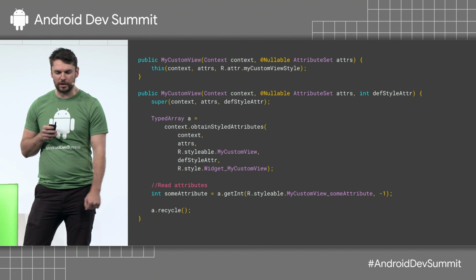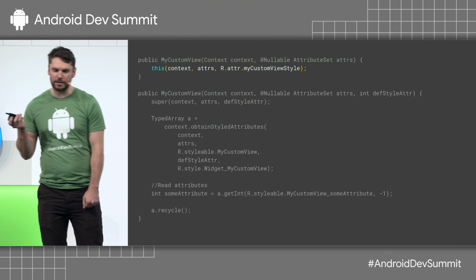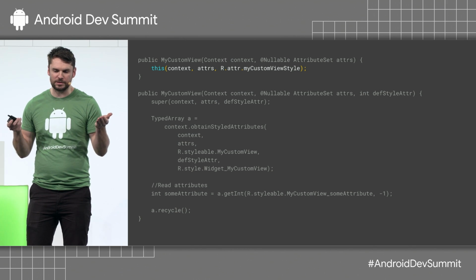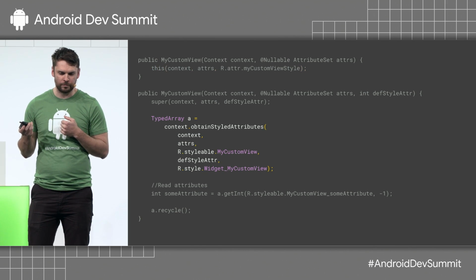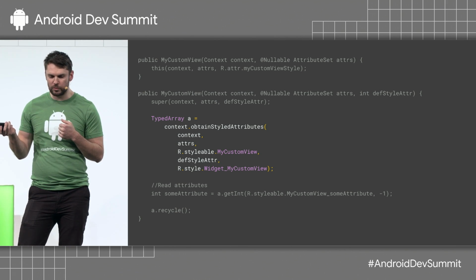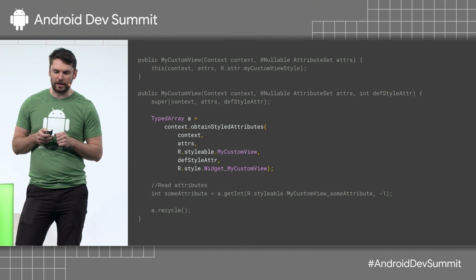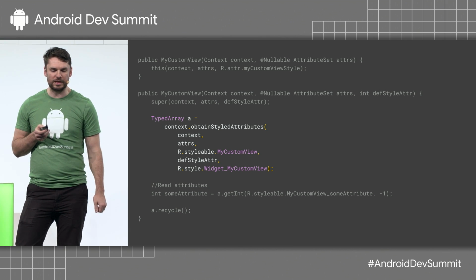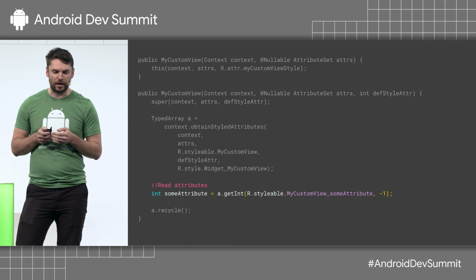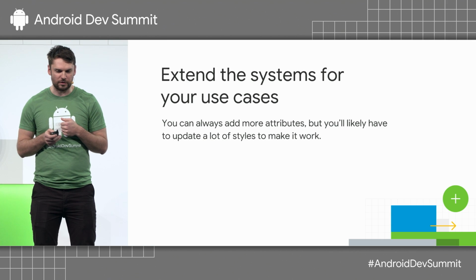So here's an example of a constructor for a view. Here, we pass in the default style, which we created previously. And we pass this in here so that it can pick up that default style if nothing else is set. And then we're using obtain styled attributes, and we pass in the stylable that we just created, as well as the default style attribute that was passed into the constructor, and finally, a fallback style that can be used as a last resort for finding attributes. And then you just read those in, and that's basically how our components work. So you can definitely do it yourself as well.